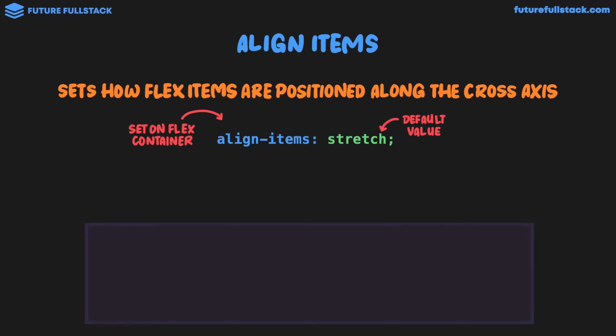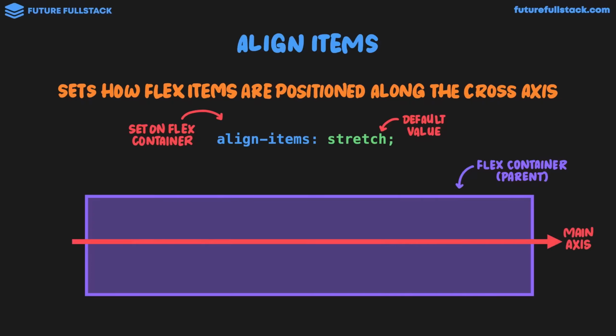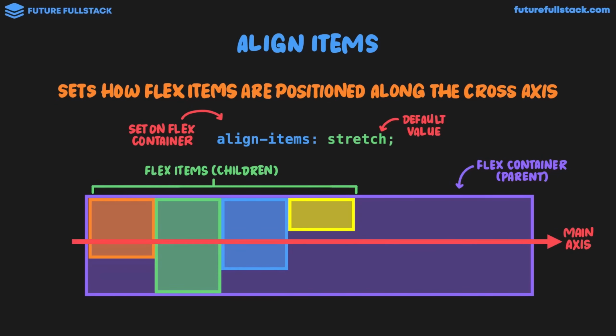So let's take a look at our flexbox diagram. We have our flex container, which is the parent. We have our main axis, which in this case has a flex direction of row, which means it's running from left to right. We then have our different flex items, which we know are the children. And we have our cross axis, which runs perpendicular to our main axis. And align items is all about the positioning along the cross axis. So justify content, which we looked at previously, is about spacing and alignment along the main axis. And align items, which we're going to be looking at now, is about positioning and spacing along the cross axis.